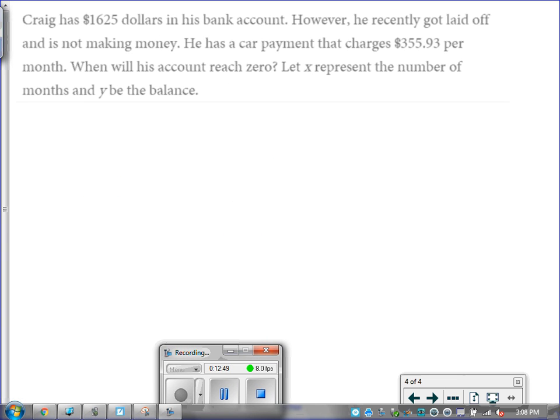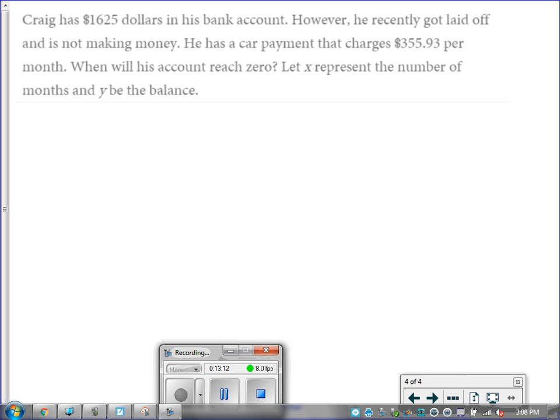Alright, welcome back. Now we'll do the final example for today. Craig has $1,625 in his bank account. However, he recently got laid off and is not making money. He has a car payment that charges $355.93 per month. When will his account reach zero?